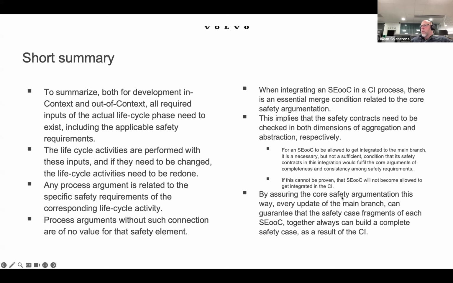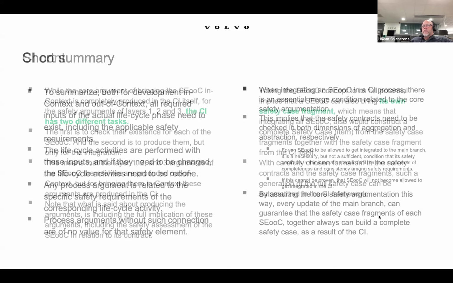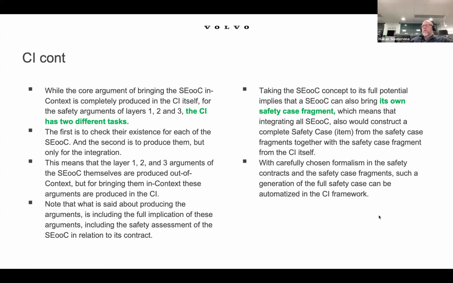So here, by assuring the core safety argumentation this way, every update of the main branch can guarantee that the safety case fragments of each safety element put together can always build a complete safety case. So that is the thing. We think that a component can have a safety case fragment, and all these fragments together build the real safety case. And looking into the core and all these layers, the CI has two different tasks. The first is to check the existence of the core for each of the safety element out of context, and the second is to produce this core argumentation. But that is to make the integration done.